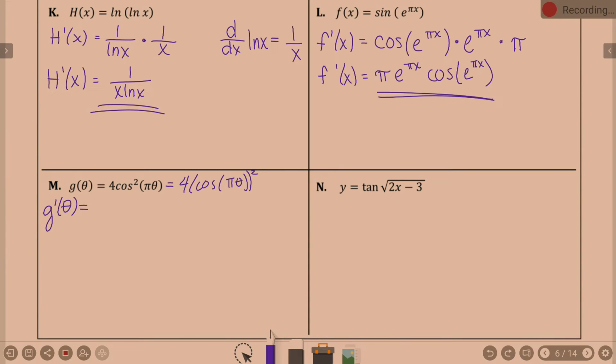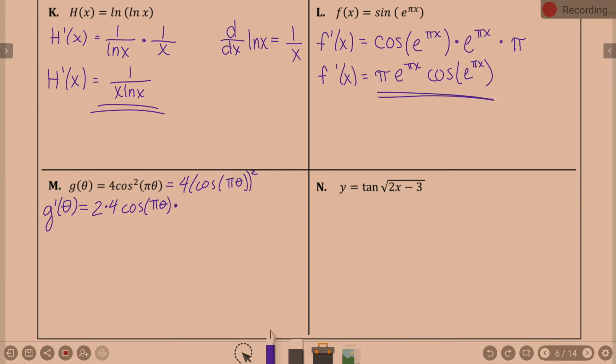You stick 2 out front. Okay, so it is going to be 2 times 4, which is going to be 8. Cosine of pi theta raised to what power? First. Okay, so we did the derivative of something raised to the second. What's my inside that I'm doing? Derivative of cosine of pi theta.